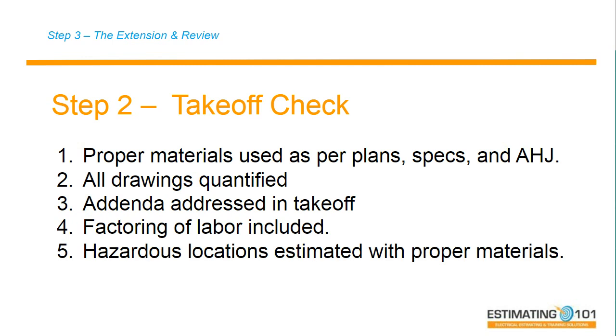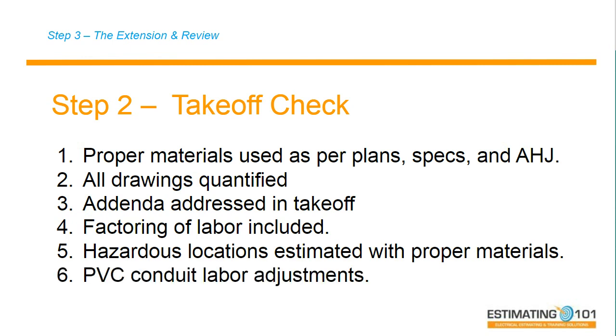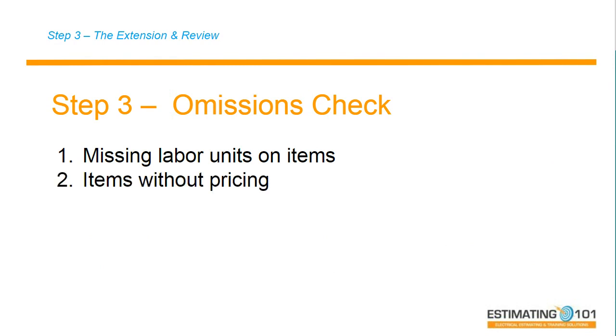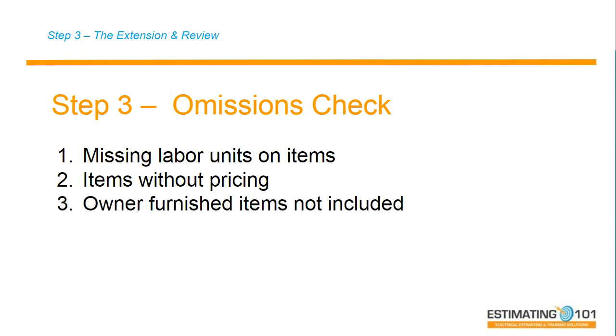I'm going to adjust some PVC conduit labor, and that's a little advanced philosophy, but I want to check to make sure my PVC labor is in line with what it takes to install. Step number three of checking the takeoff, I'm going to look for missing labor units on items. I'm going to look for items without pricing. I'm going to look for owner-furnished items that I failed to include in my estimate. Maybe the spec told you to install some things the owner was going to give you. They may not have been on the drawings. So these are things I'm looking for, omissions.